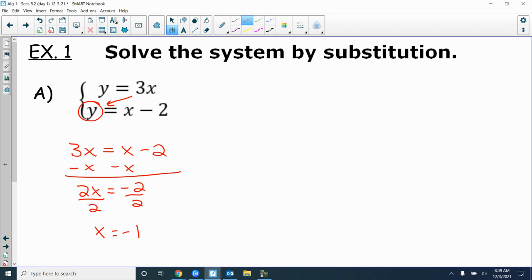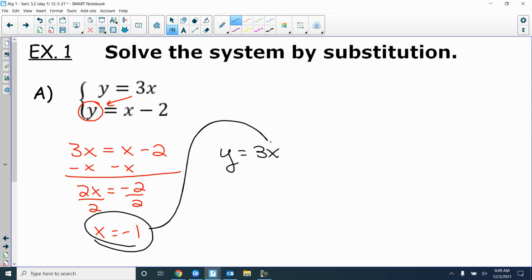So everywhere there's an x, what can I put in its spot? We've done this millions of times. It says y equals 3 times x, right? Well, if x equals -1, this means y equals 3 times -1, which is what?